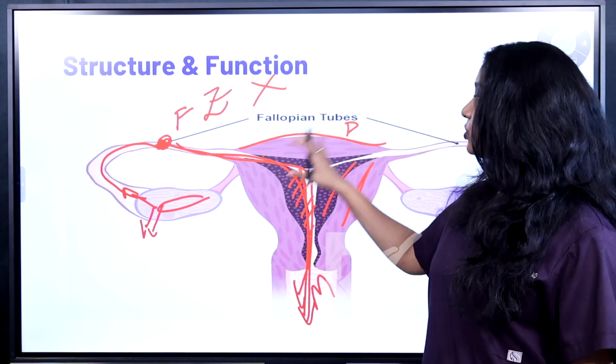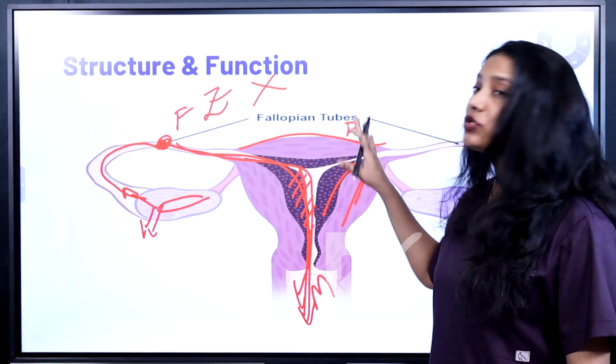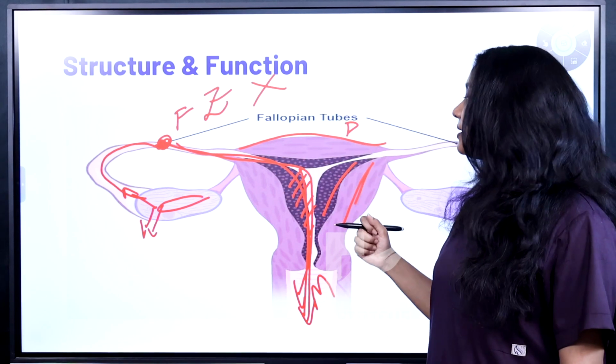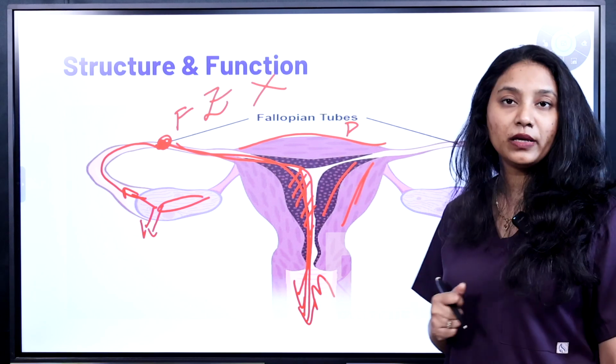So here you have known the structure, and you have known the function of the uterus as well, that is to carry a baby. Whenever there is no baby, there will be menstruation.